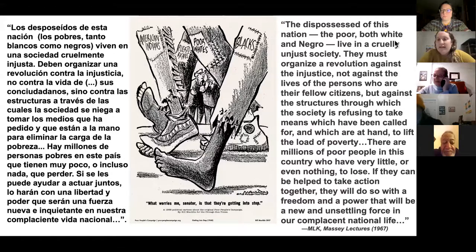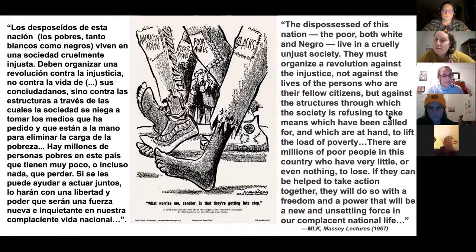It says, "The dispossessed of this nation, the poor, both white and Negro, live in a cruelly unjust society. They must organize a revolution against the injustice, not against the lives of the fellow persons who are their fellow citizens, but against the structures through which the society is refusing to take means which have been called for and which are at hand to lift the load of poverty.